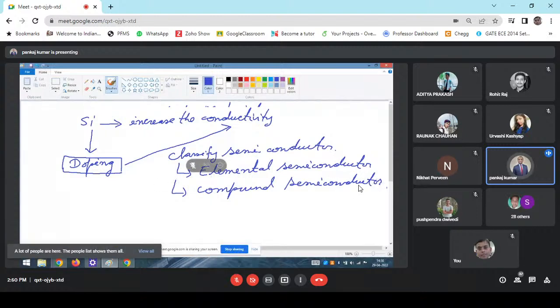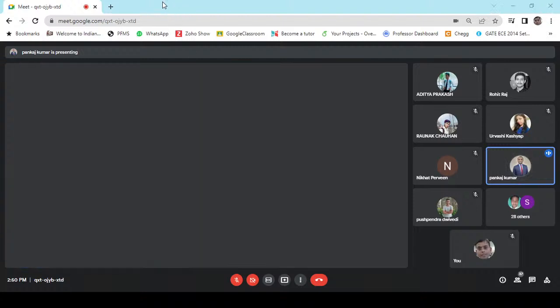Elemental semiconductors are like silicon, germanium, or group 4 metals. They are the elemental semiconductors. What are the compound semiconductors? They are the semiconductors which are a compound, like gallium arsenide.